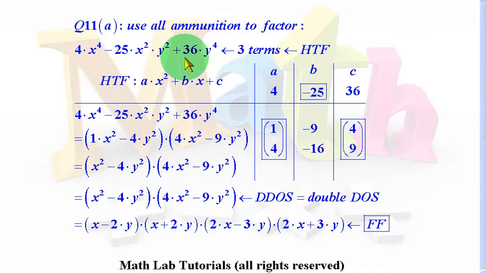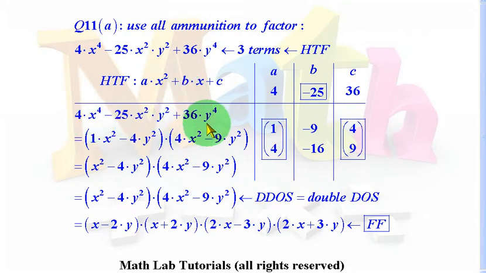So there is no GCF, but we do recognize it as an HTF because the leading term, the x to the power of 4 term, has an a value of 4, which is not equal to 1. So we have an HTF problem on our hands. And it's of the form a x squared plus b x plus c. So let's see how this is going to work out.